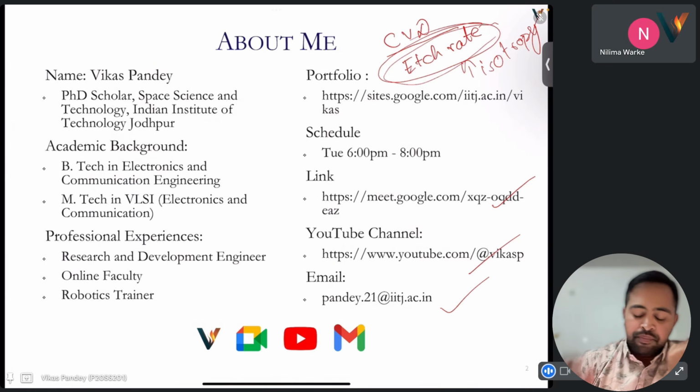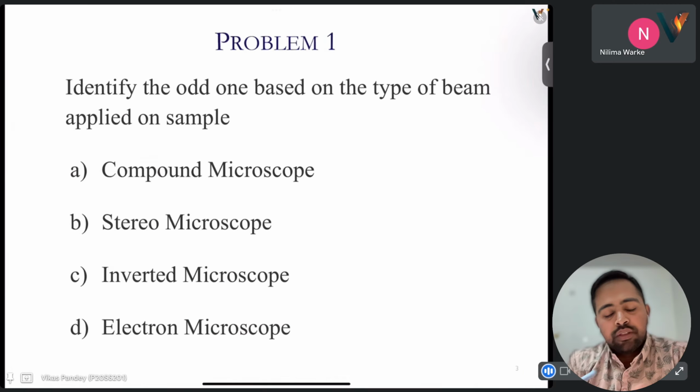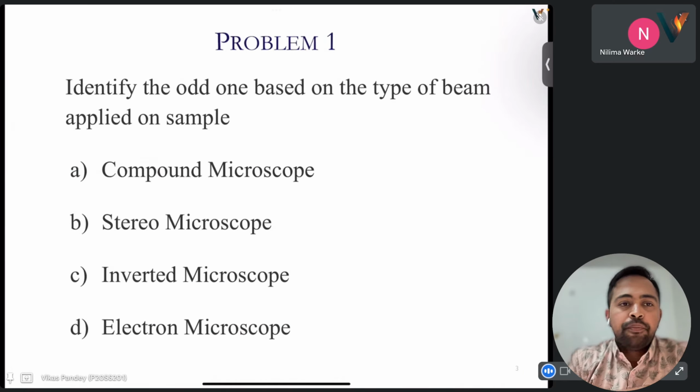Okay, let's move to problems for now. Today, most of the lecture is about microscopy, so we will be seeing more about microscopes. Identify the odd one based on the type of beam applied on the sample: compound microscope, stereo microscope, inverted microscope, and electron microscope. Which one is the odd one out?